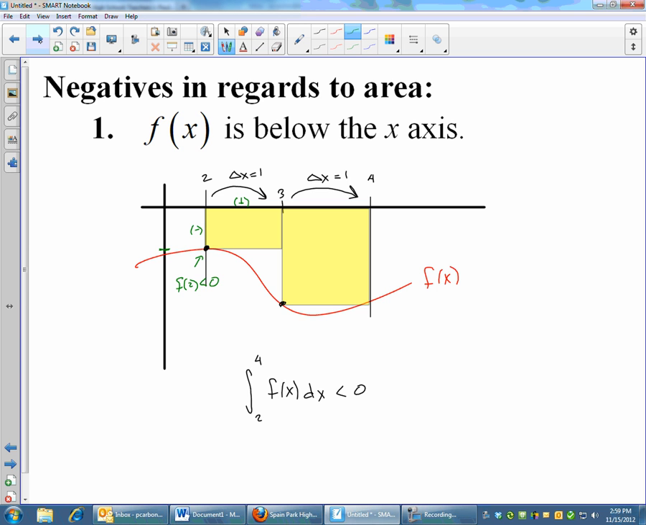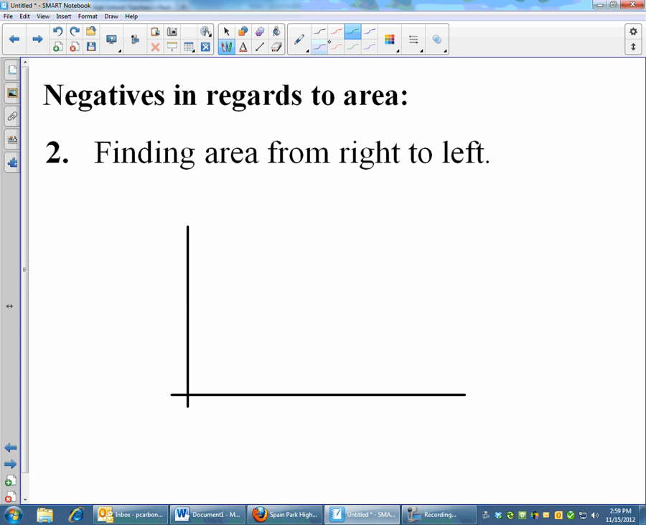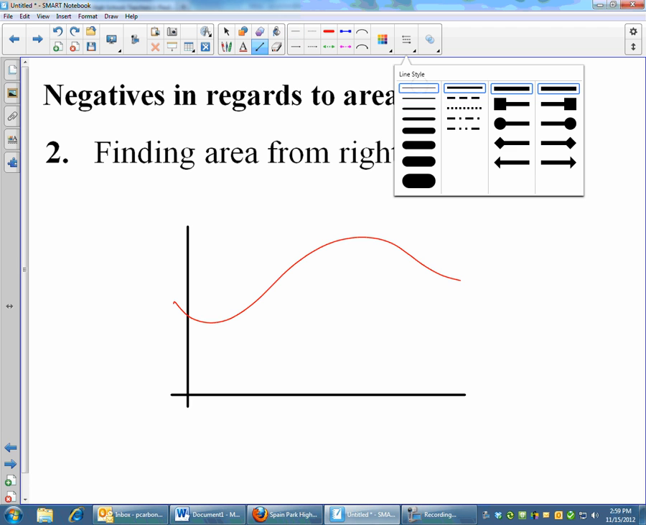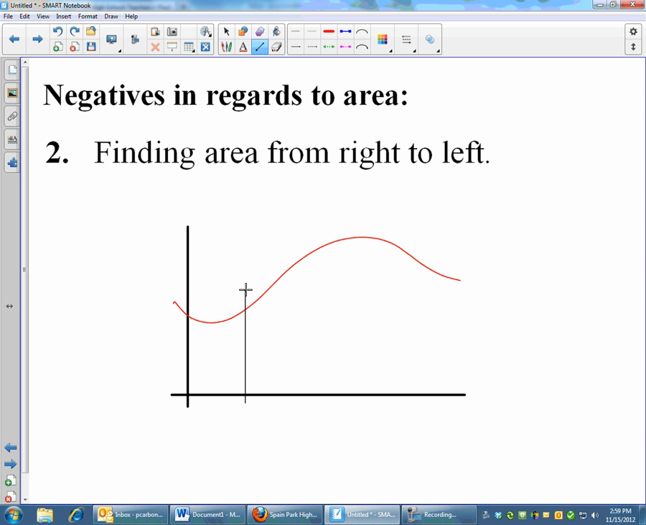Another way you can get a negative area is if your function is above the x-axis, but instead of going from left to right, as we typically do, if I went from right to left, we would have a negative area. So let's do kind of the same thing. We'll go from 2 to 4 again.